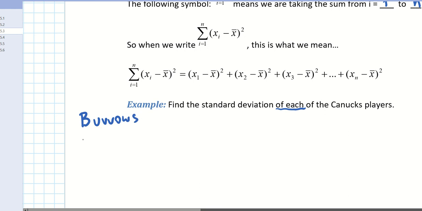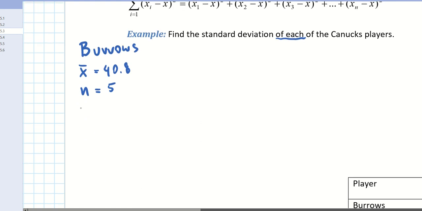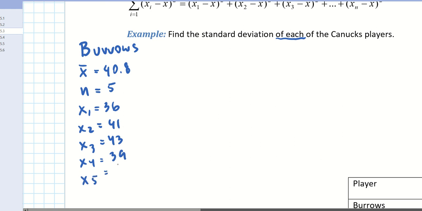Okay, here's what we know. We know that the x bar, the mean, is going to be 40.8. Okay, and the n value is going to be 5. And we know x1, x2, x3, x4, x5. So let's write those on the side here as well. So I have it in front of me. So x1 was 36. x2 was 41. And again, this is just from the previous page here. x3 is 43. x4 is 39. And x5 is 45.